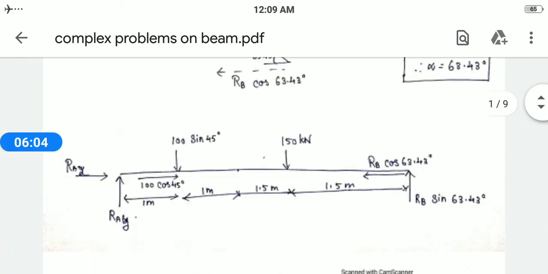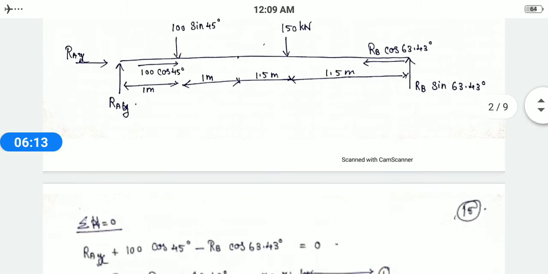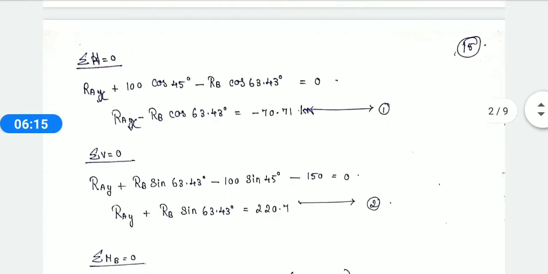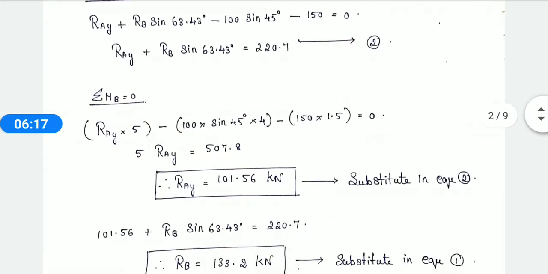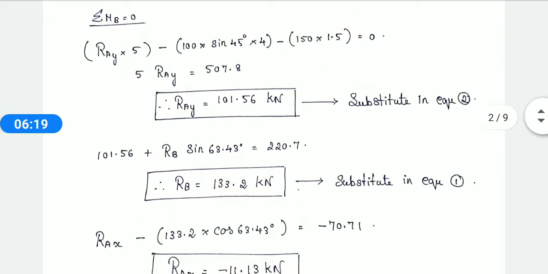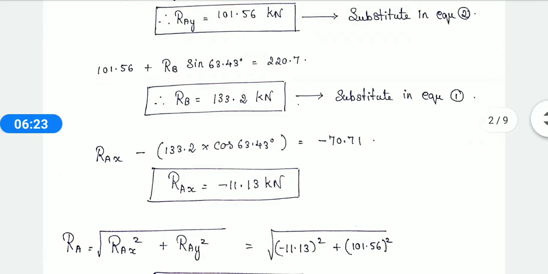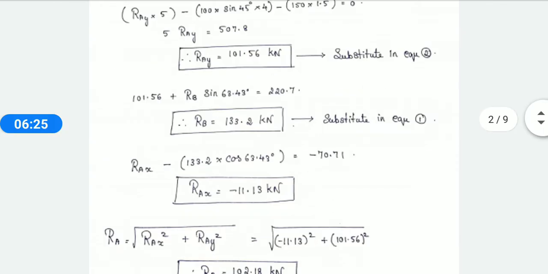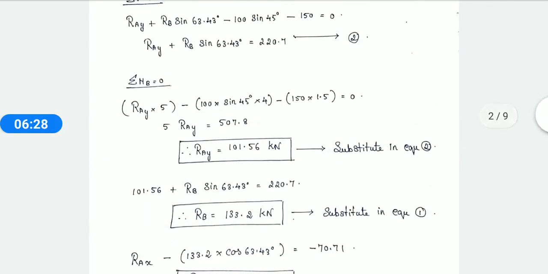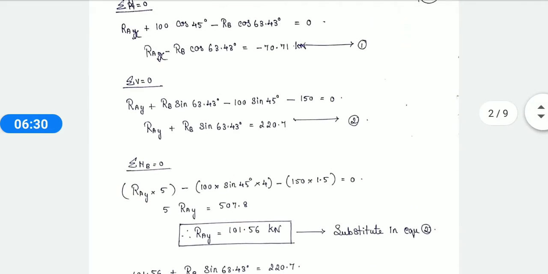As in your previous problems, there are three conditions, that is summation of H is equal to 0, summation of V is equal to 0 and moment is equal to 0. When you do that, you will get the value for RAY, RAX, RB and every value. Okay, so we got the values for RB, RAX and RAY.